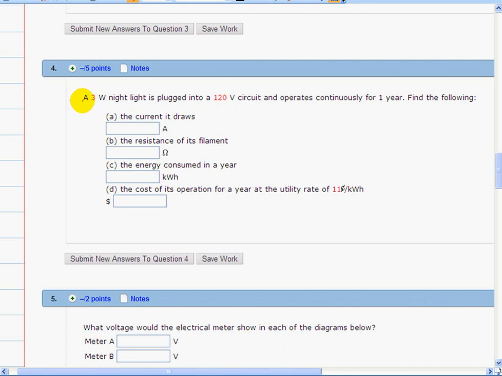Number 4 reads, a 3-watt night light is plugged into a 120-volt circuit and operates continuously for 1 year. Find the following. A, the current it draws in amps. B, the resistance of its filament in ohms. C, the energy consumed in a year in kilowatt hours. And then finally, D, the cost to run your night light if the utility rate is 11 cents per kilowatt hour. Okay? So this is a perfect 4-step problem.